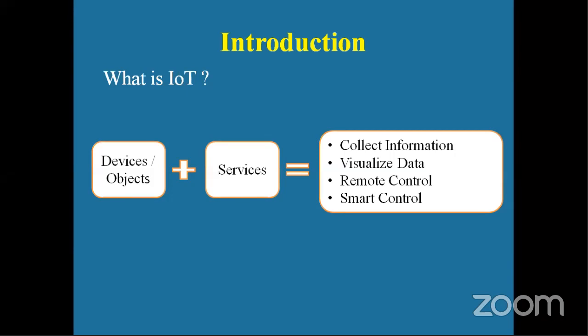Okay, so with this small definition, let us go further. Even if this right now doesn't make any sense, it is okay, no problem. At the end of the session, when we come back to this slide, you will understand why we said that it is a combination of devices plus services. Right now just remember that it is a collection of devices and services which will give you capabilities to control something remotely, to control something smartly, visualize the data, collect information and all that.